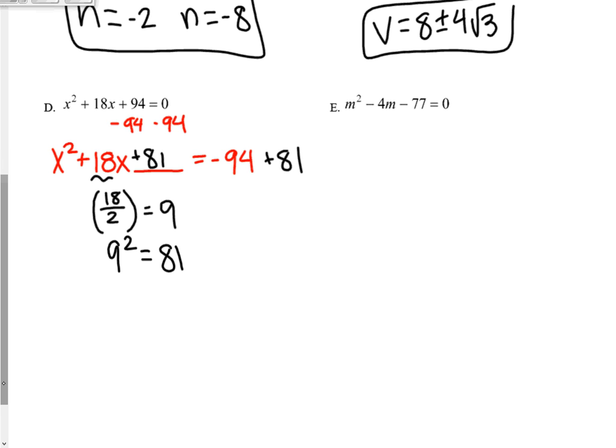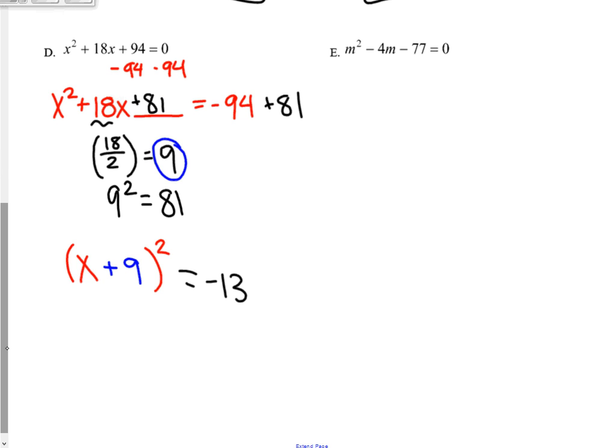So complete the square. On the left-hand side here, I'm going to rewrite that as my binomial squared. Our variable here is x. That middle term, when I divided it by 2, I got 9. So x plus 9. That equals negative 94 plus 81, which is going to give us negative 13. We've completed the square, so now we need to solve using our square root method.